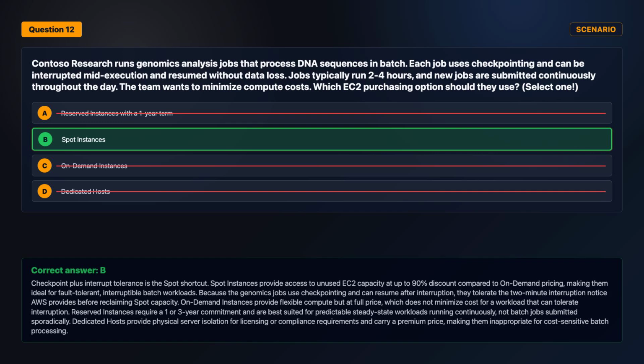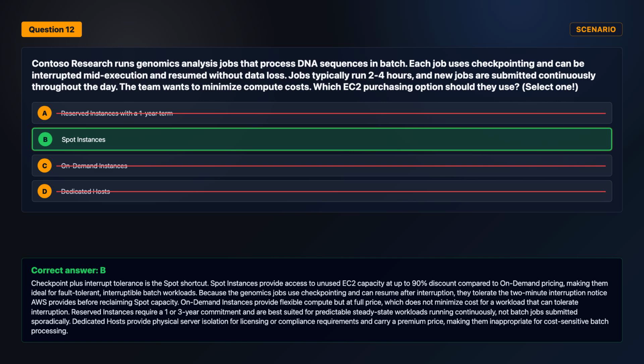The correct answer is option B. Checkpoint plus interrupt tolerance is the Spot shortcut. Spot instances provide access to unused EC2 capacity at up to 90% discount compared to on-demand pricing, making them ideal for fault-tolerant, interruptible batch workloads. Because the genomics jobs use checkpointing and can resume after interruption, they tolerate the 2-minute interruption notice AWS provides before reclaiming spot capacity.